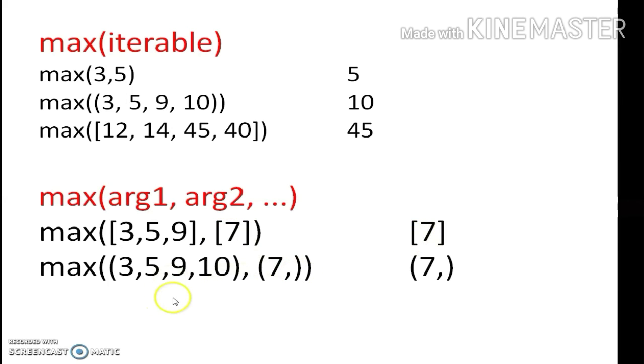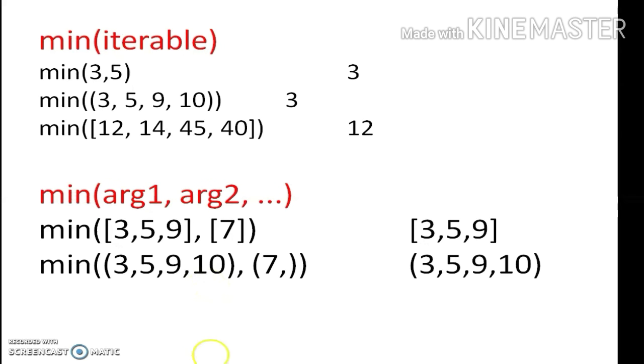This is a tuple. In this case, the tuple that begins with the higher value will be returned. So 7 is the higher value tuple, or the second tuple begins with the higher value. That's why the second list will be returned as the answer. So this function is used to find the maximum of the numbers.